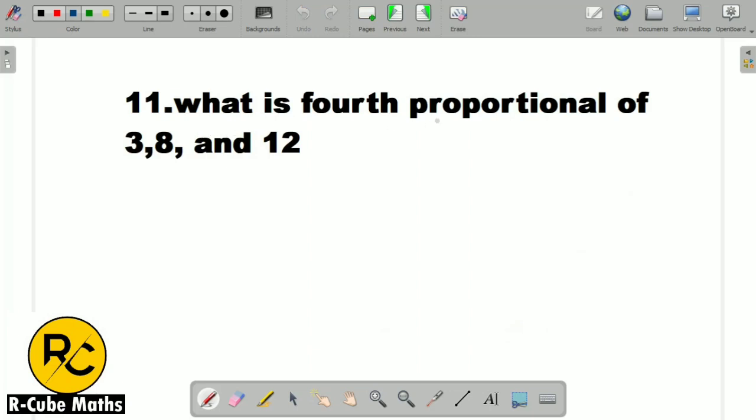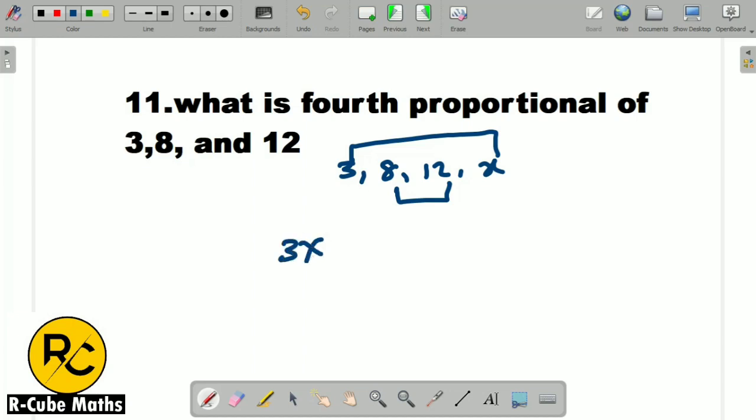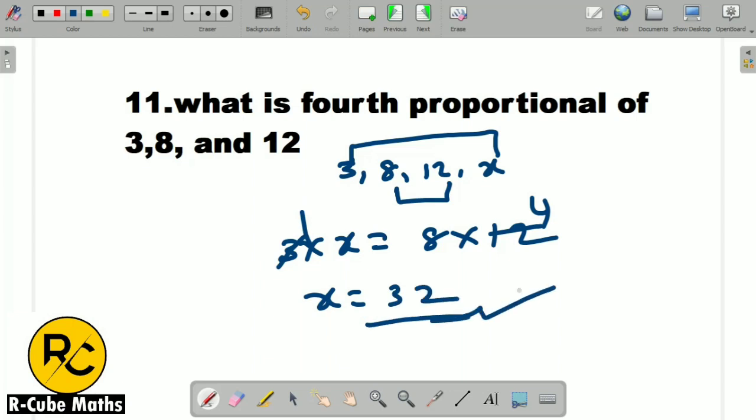So what is the fourth proportion of 3, 8 and 12? Let the fourth proportion be the variable x. When these four numbers are in proportion, then the product of extremes must be equal to the product of means. Product of extremes means 3 into x, product of means 8 into 12. 3 ones, 3 fours. So what do you get? x is equal to 8 fours, 32. 32 is the required answer. So when four numbers are in proportion, the product of extremes is equal to the product of means. So in this process we can do it simply.